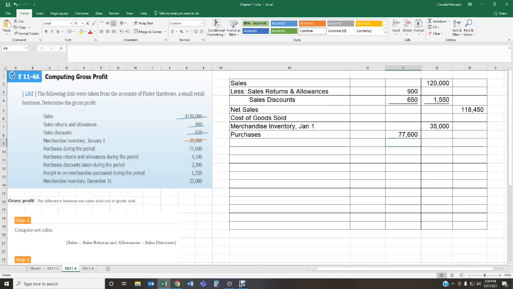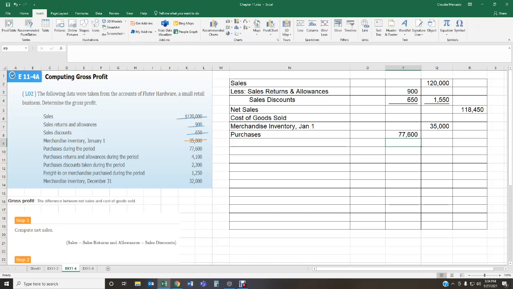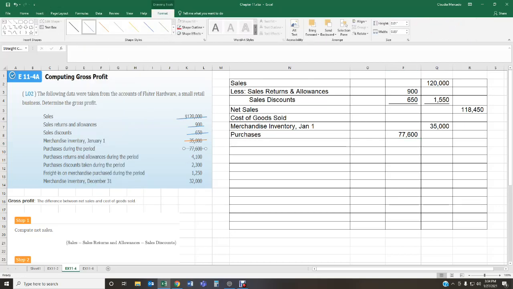You see, even with having lines, I can't see very well. Okay, so we've got our purchases. So we've got our beginning merchandise inventory of 35,000. I had purchases of 77,600. Now, just like I had purchases, let me just mark purchases off, because then I'm going to forget.